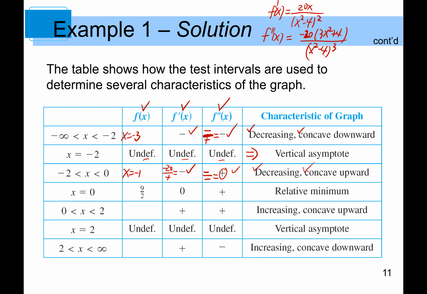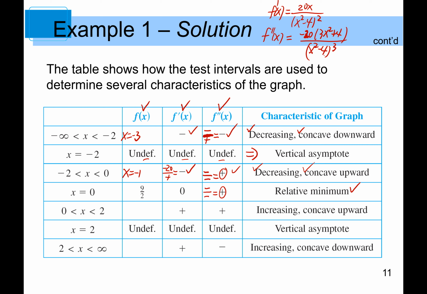And x equals 0, we get negative 2, that's the y-intercept. At x equals 0, the first derivative equals 0. That means it is a possible relative extremum. Now if you look at the second derivative at x equals 0, the numerator is always negative, and the denominator is also negative. Two negatives turn into a positive. So that tells us it's a relative minimum. Okay.